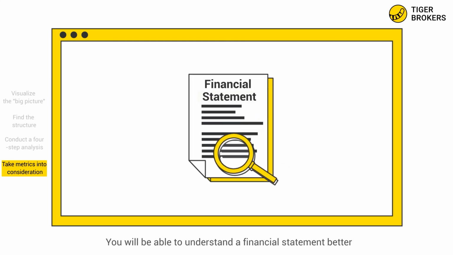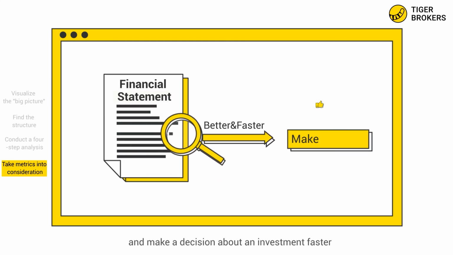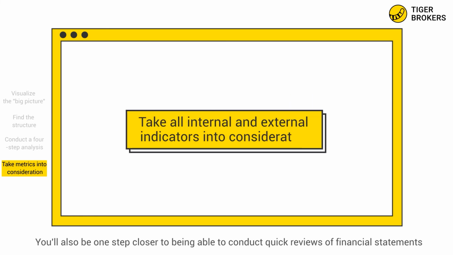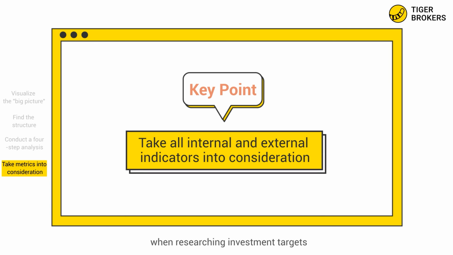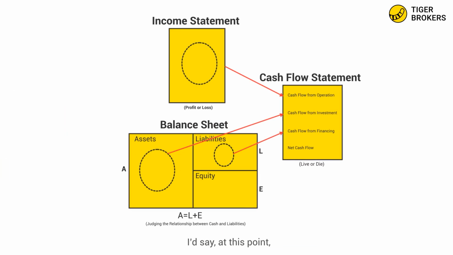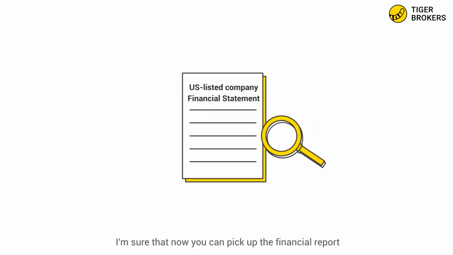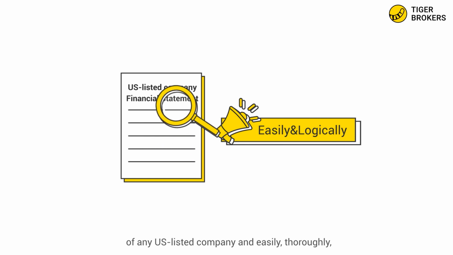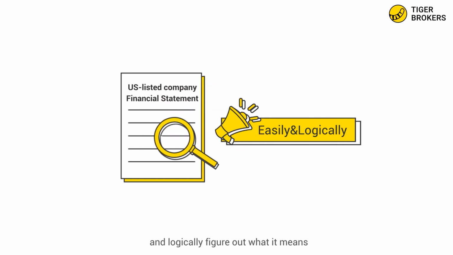You will be able to understand the financial statement better and make a decision about an investment faster. You'll also be one step closer to being able to conduct quick reviews of financial statements when researching investment targets. I'd say, at this point, that all the pieces of what you've learned are coming together, aren't they? I'm sure that now you can pick up the financial report of any US-listed company and easily, thoroughly, and logically figure out what it means.